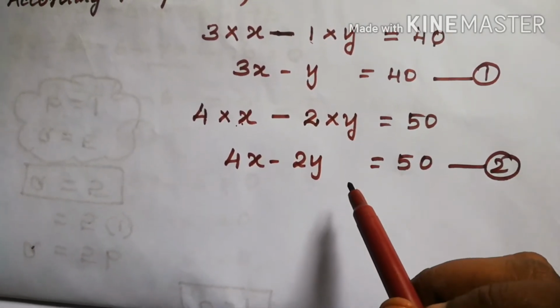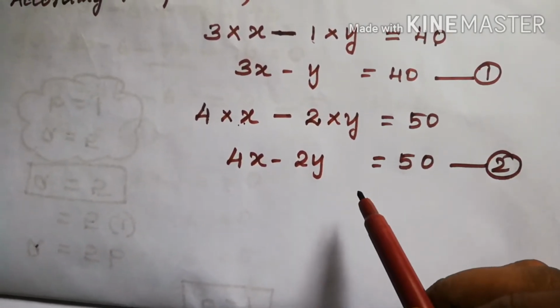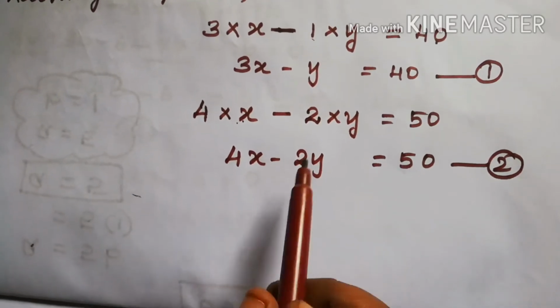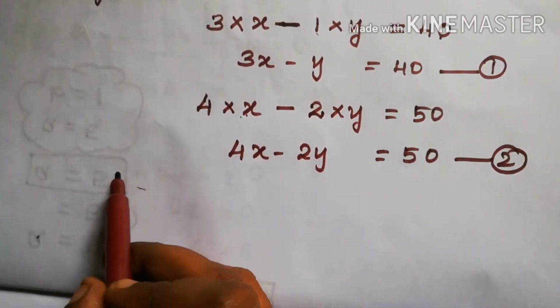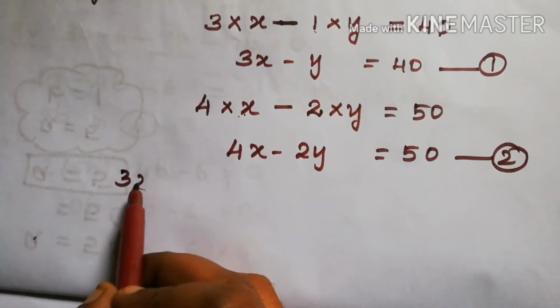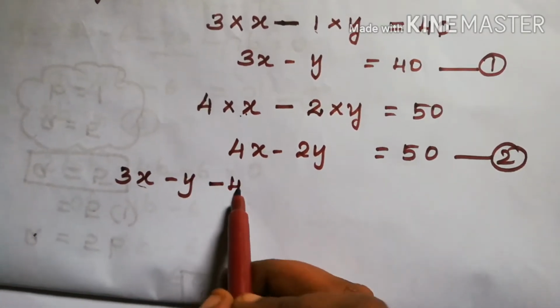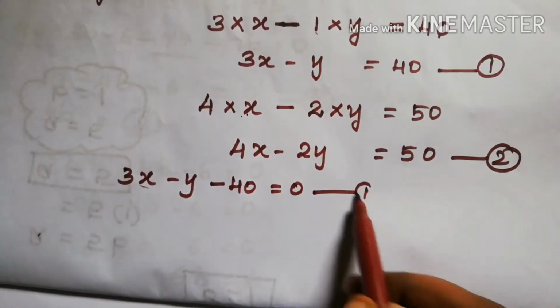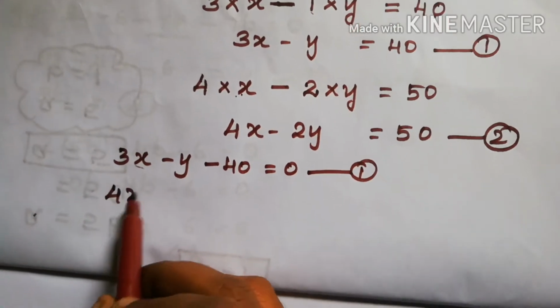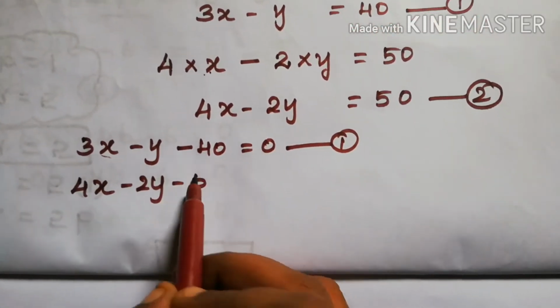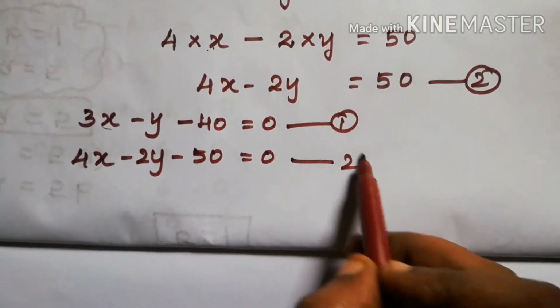Now we are going to solve it and find how many questions were there. So now you can solve it by cross multiplication method. So first write it in the form 3x minus y minus 40 is equal to 0. That's the first equation. 4x minus 2y minus 50 is equal to 0. This will be your second one.